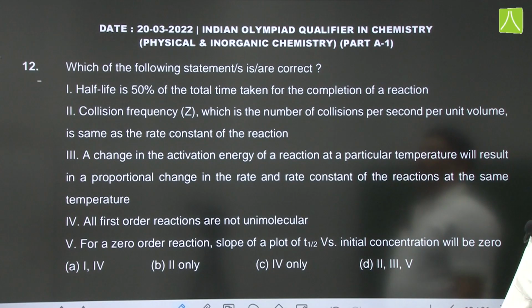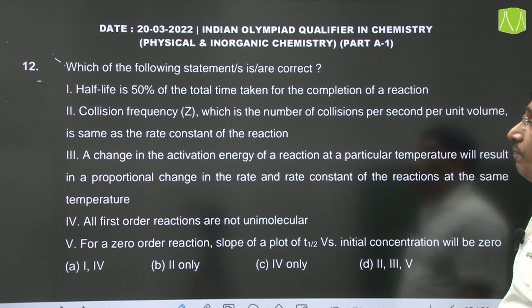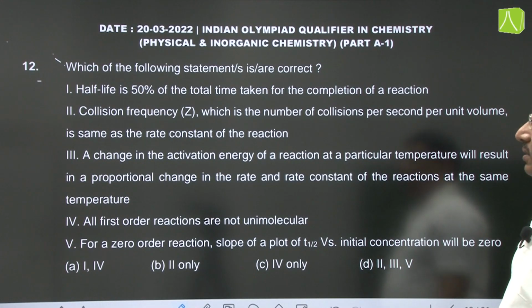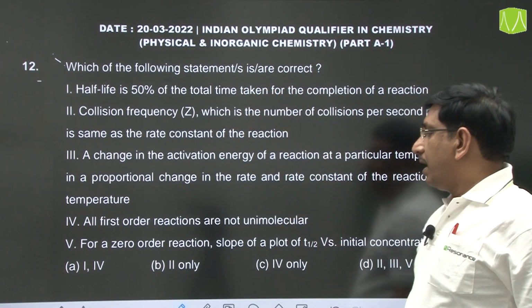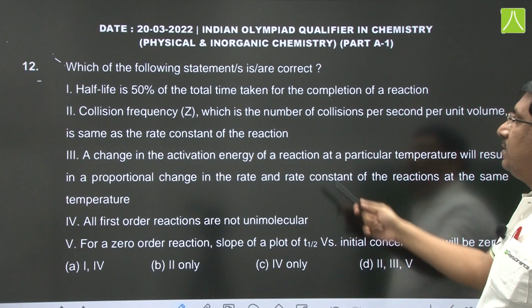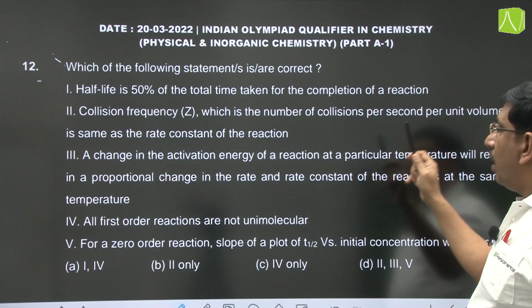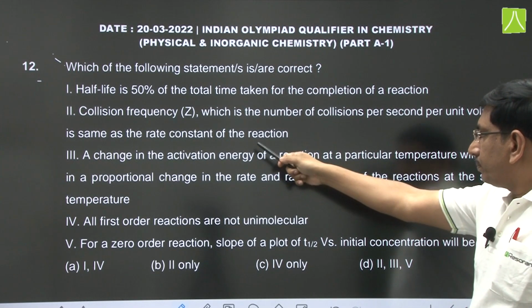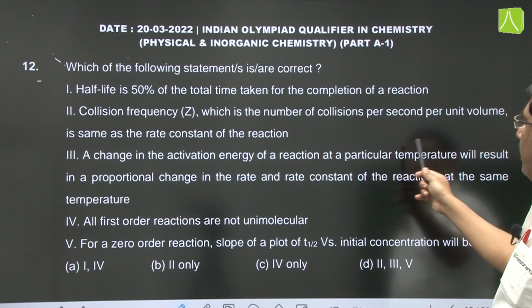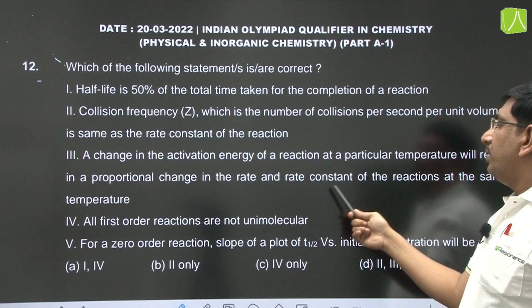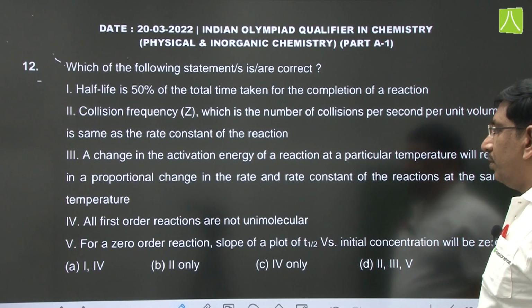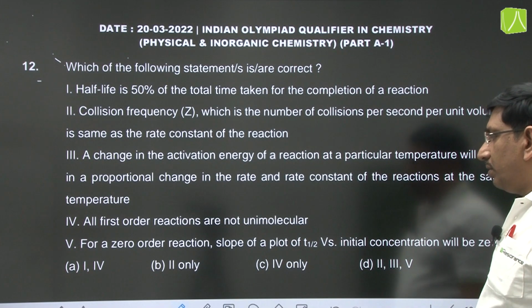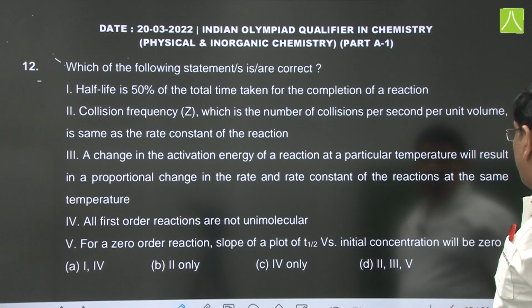Next, which of the following statements are correct? The first one given is half life is 50% of the total time taken for the completion of the reaction. No, it is the time taken to become half of the initial concentration. Next, collision frequency Z, which is the number of collisions per second per unit volume, up to this is okay, but it is same as the rate constant of the reaction, it is not correct. Next one, a change in the activation energy of a reaction at a particular temperature will result in a proportional change in the rate and rate constant of the reactions at the same temperature. And the fourth statement is all first order reactions are not unimolecular, and the fifth statement is for a zero order reaction, the slope of the plot of T half versus initial concentration will be 0.